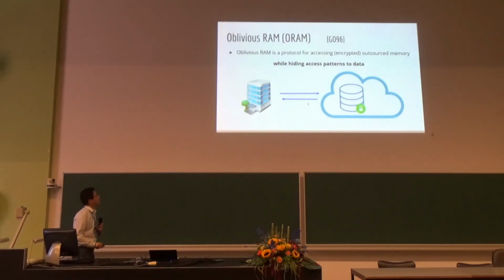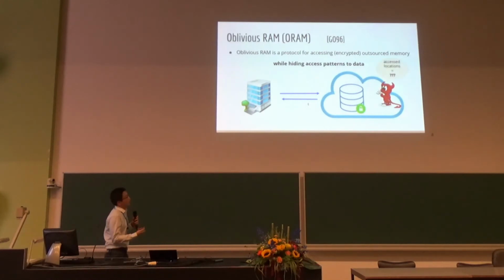So let me first introduce Oblivious RAM. Oblivious RAM is a protocol for accessing outsourced memory while hiding the access patterns to data. Consider this scenario where there's a company which outsources data to some cloud storage provider. However, there could be some adversary on the cloud trying to find out the content of data by monitoring the data access. So even though the data is encrypted and stored on the cloud, by just looking at the data access pattern, maybe the adversary is still able to gain information about the data. So ORAM is for solving this problem.